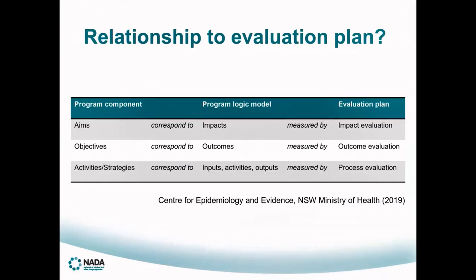So the Centre for Epidemiology and Evidence at the New South Wales Ministry of Health have a great evaluation guide, which I've taken this table from. And that just shows the connection between the program components, the program logic model components, and the evaluation plan components. So here in this table, it shows quite clearly that the aims correspond to the impacts, which are measured by an impact evaluation. The objectives correspond to the outcomes, which are measured by outcome evaluation, and the activities or the strategies correspond to the inputs, activities, outputs, which is measured by process evaluation.